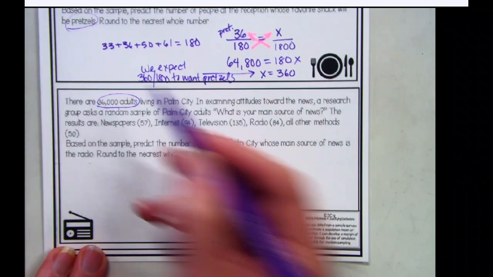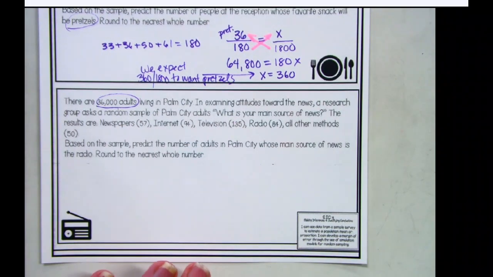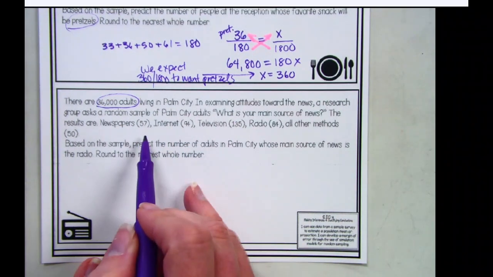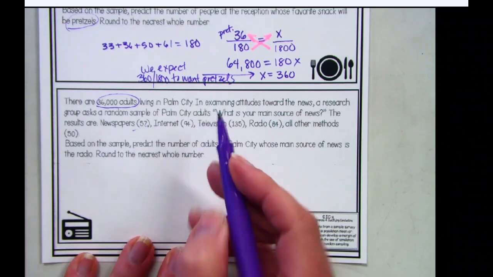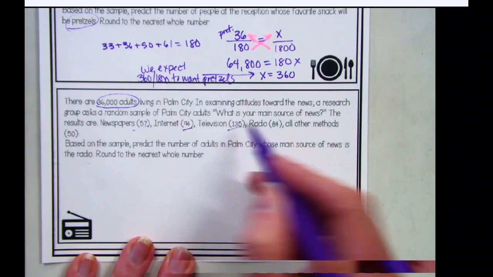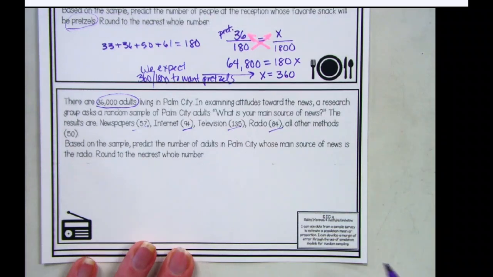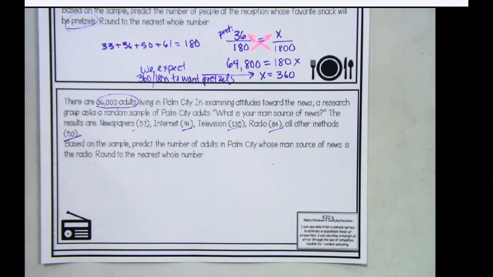36,000 adults. And main source of news, this looks a little outdated. 57 newspapers, 94 internet, 135 television, 84 radio. All other methods are 50. Based on that sample, predict the number of adults in Palm City whose main source of news is the radio.